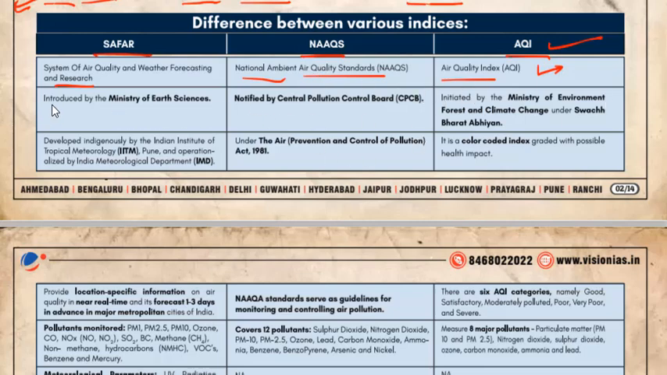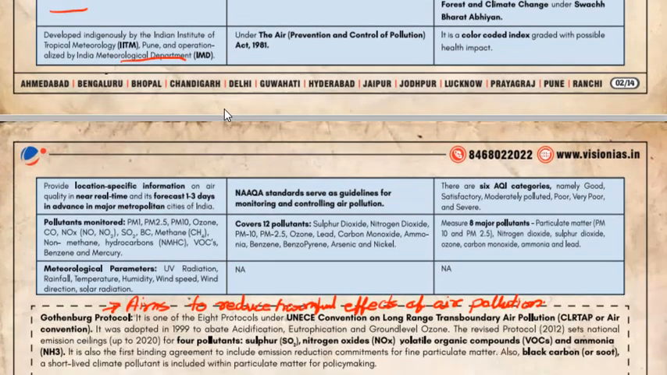This SAFAR is introduced by the Ministry of Earth Sciences. It is developed indigenously by the Indian Institute of Tropical Meteorology, Pune, and operationalized by the Indian Meteorological Department, IMD. This provides location specific information on air quality in near real time and forecasts 1 to 3 days in advance for the major metropolitan cities of India. This is the specific feature which is not present in any of the others, meaning it has a forecasting nature.